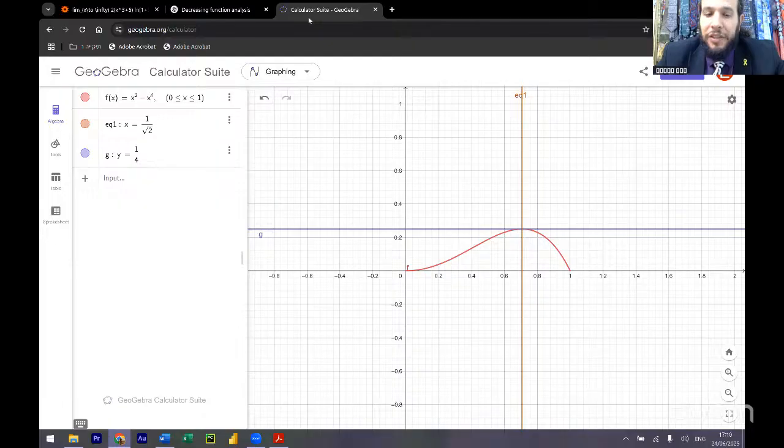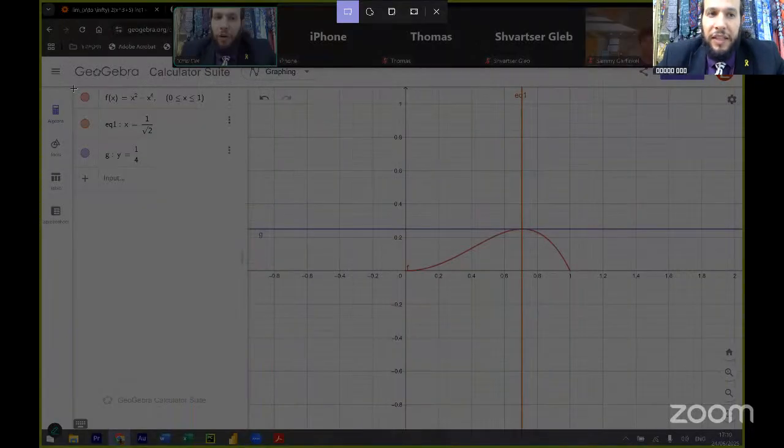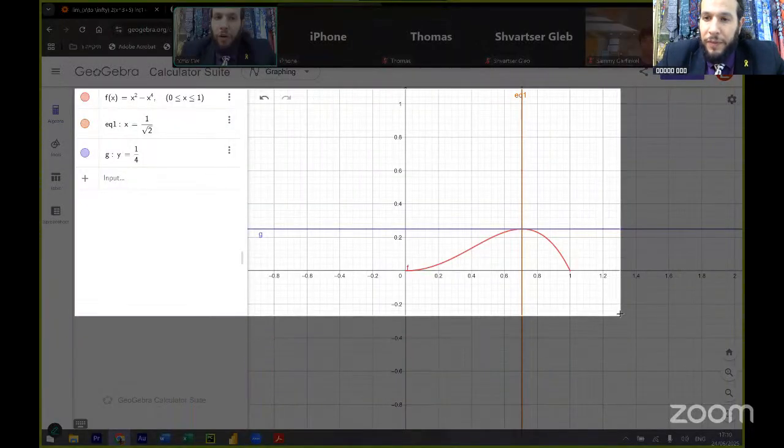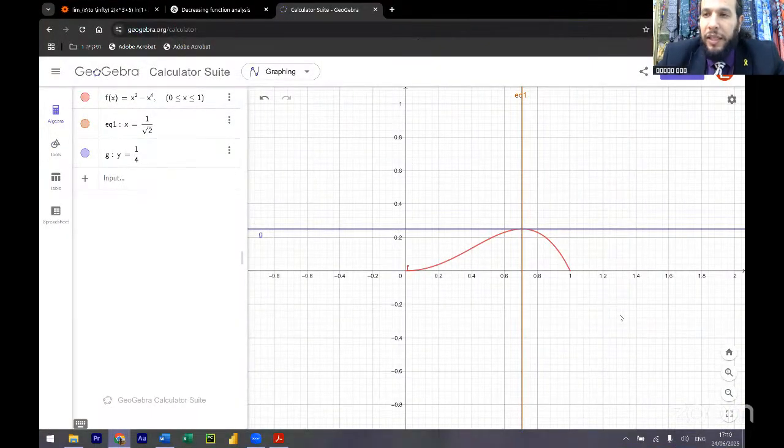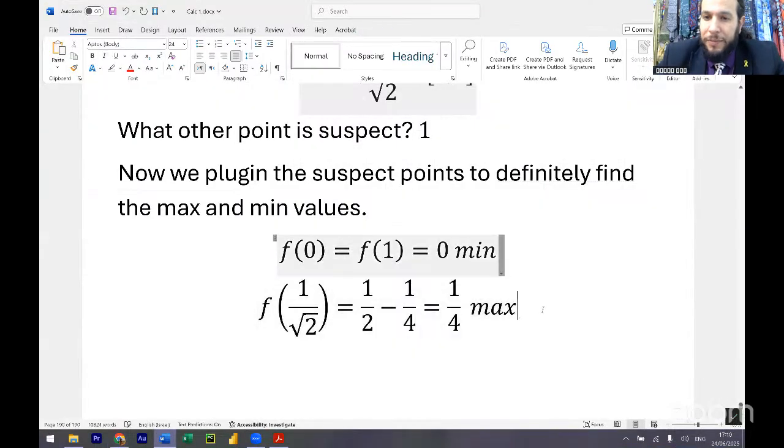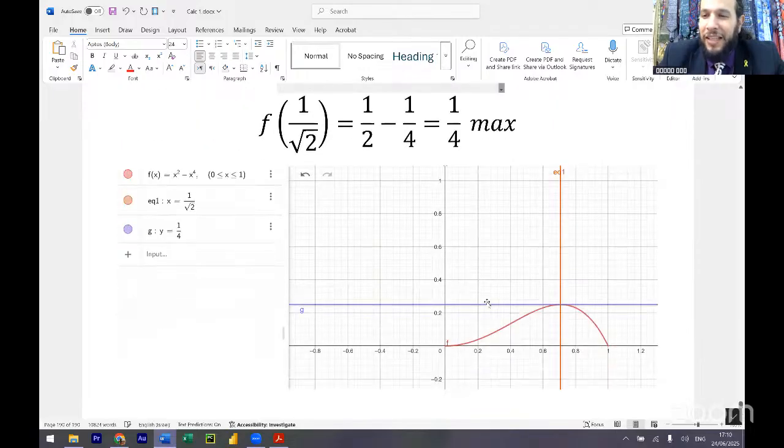Okay, and I didn't use the graph at all. I only used analysis tools in order to solve this question. That's one of the main things I wish for you to understand. Any questions thus far?